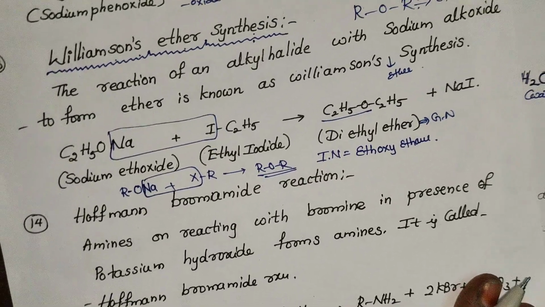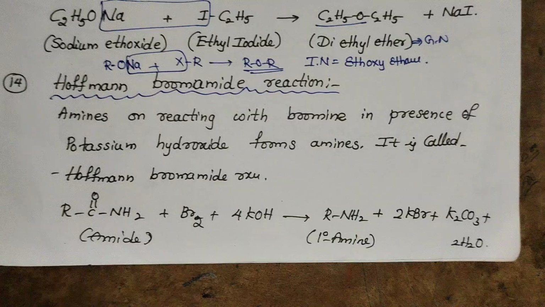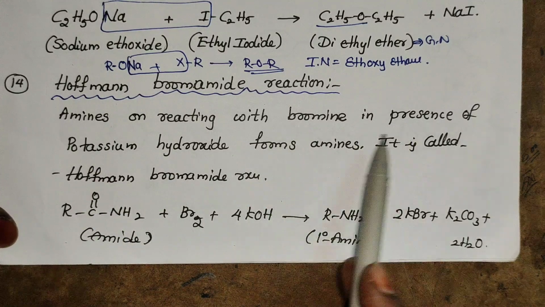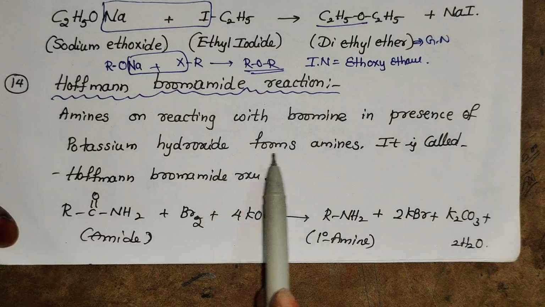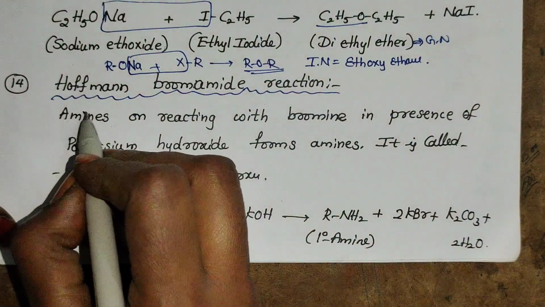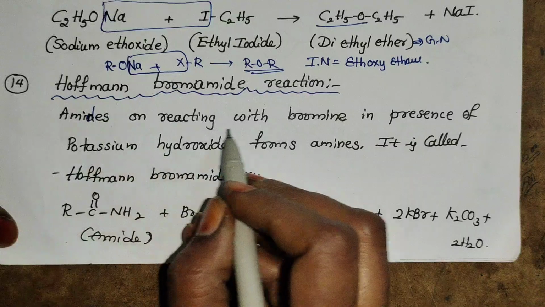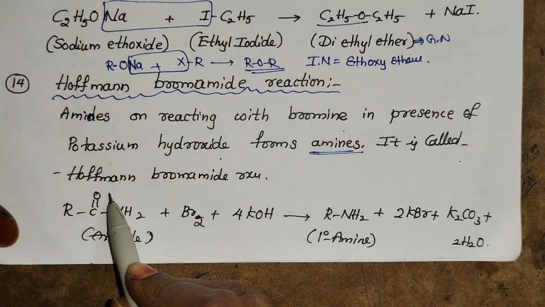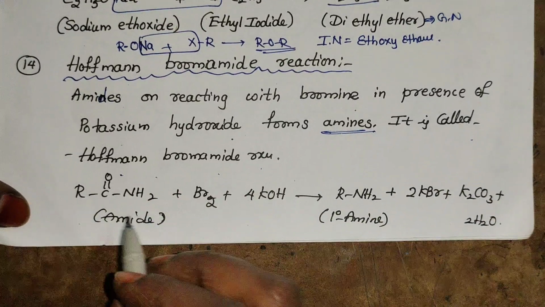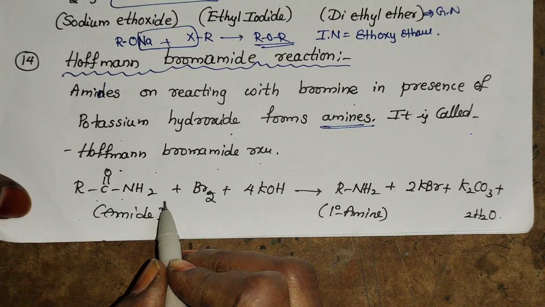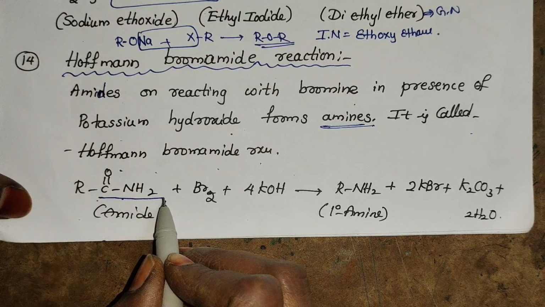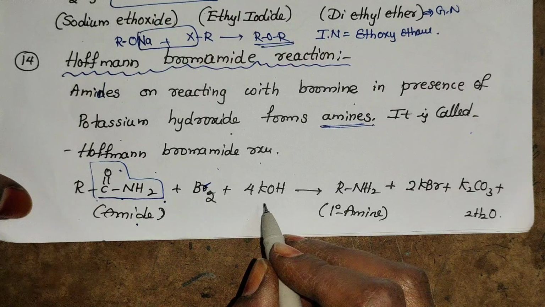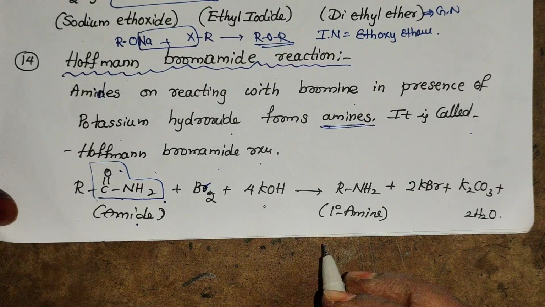Next one, Hoffmann bromamide reaction. Simple. Listen carefully. Amides are reacting with bromine in presence of potassium hydroxide to form amines. Amide on treating with bromine in presence of potassium hydroxide forms amines. It is called Hoffmann bromamide reaction. Amide is nothing but RC double bond O NH2. This whole group is called amide. It is treated with bromine in presence of base. What is the base? Potassium hydroxide.